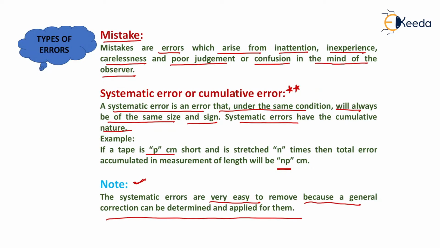Suppose that a tape is p centimeters short. Now, during the first stretching, the tape is short by p centimeter. Now, in the next stretch from the starting, the tape is shortened by 2p centimeter. Similarly, after n stretchings, the tape will be shortened by n into p centimeter. So, we can easily correct that value by applying a general correction of n into p centimeter. That is known as systematic error or cumulative error, which can be easily removed.